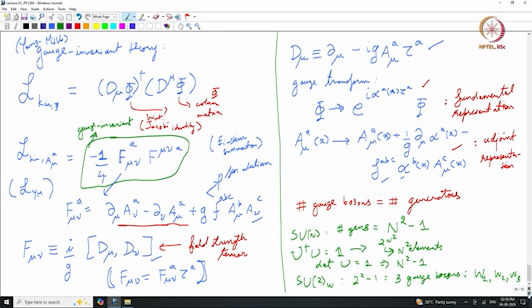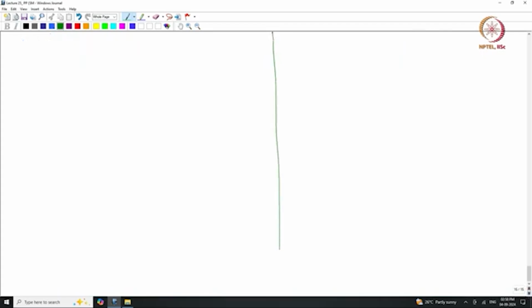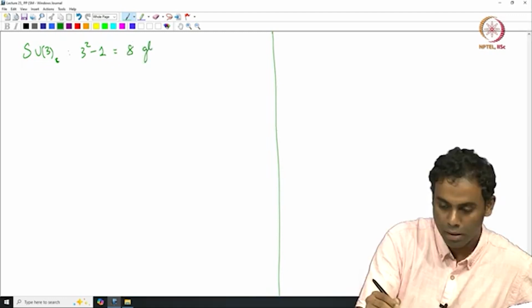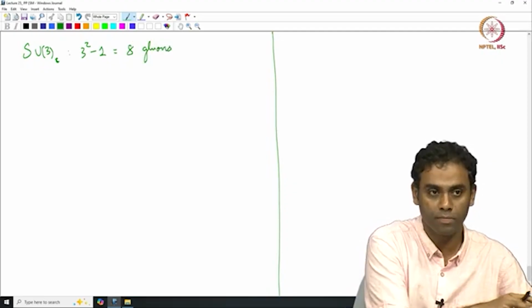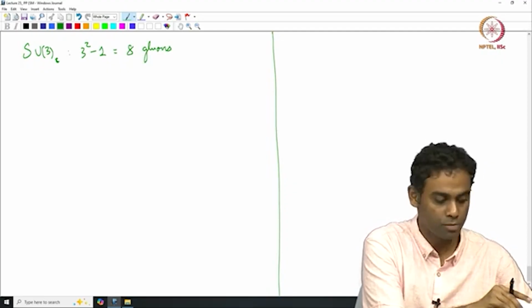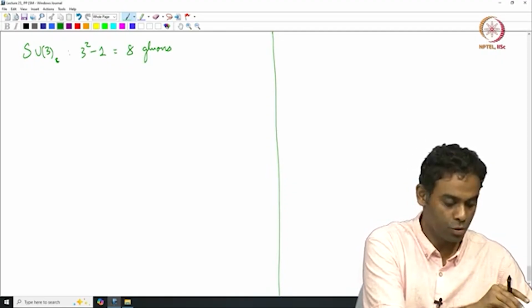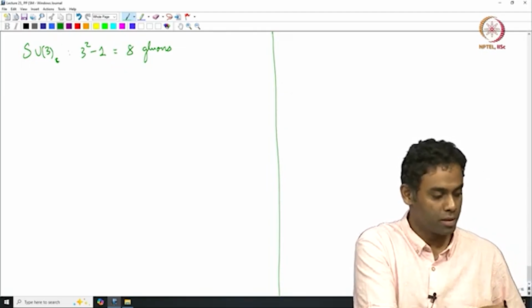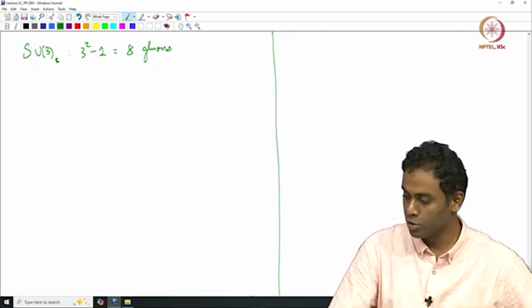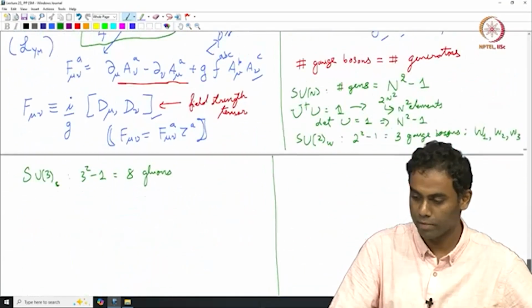Okay. And similarly, the strong force. How many gluons are there? It is 3 square minus 1, just 8 gluons. Remember, we saw all this in the beginning. This is where it comes from. To get your gauge invariance, you are forcing the number of gauge bosons to be the number of generators. Okay, excellent.